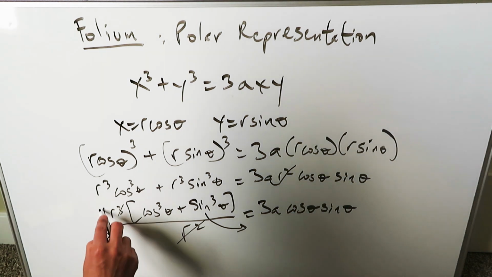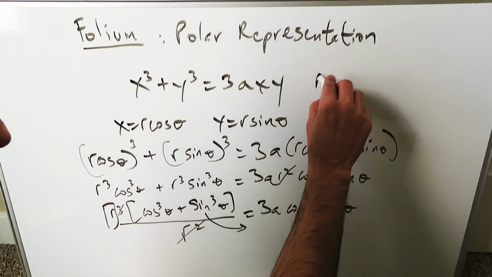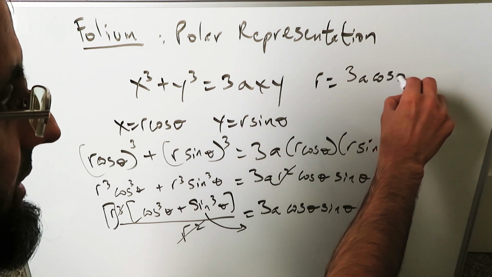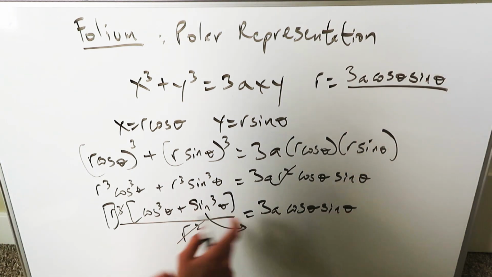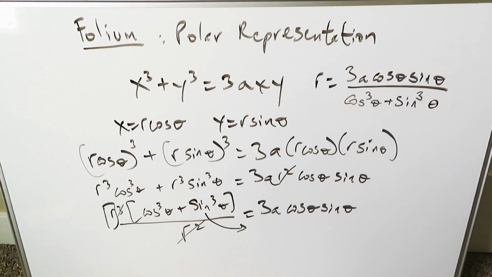When you solve for this r, because this cube has been cancelled out by an r squared, then you have r is equal to this representation, 3a cosine theta sine theta divided by cosine cubed theta plus sine cubed theta. This right here is one of the representations, a polar representation. It will demonstrate the polar coordinates, which would give rise to the Folium of Descartes based on the angle theta.